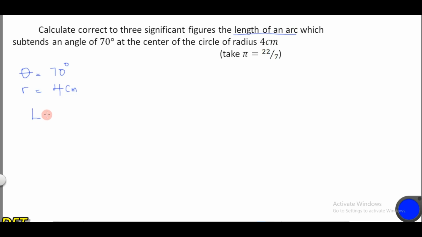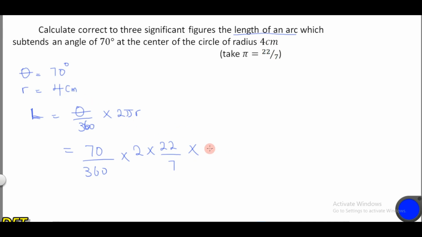So the formula for length of an arc is equal to theta over 360 times 2 pi r, right? So our theta here is 70 degrees. So that will be equal to 70 divided by 360 times 2 times our pi, which is 22 all over 7, times our r, which is 4 centimeters. So times 4.